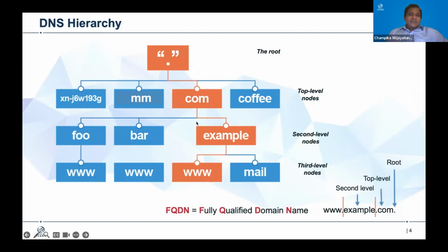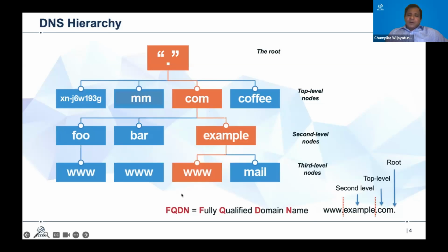And then further, you can see these delegations. Now I have example.com, right? That means .com has given part of its namespace to example, and that is what we call example.com, okay? And similarly, you go all the way down, right? And we have top level domains, second level domains, third level domains, and so on.